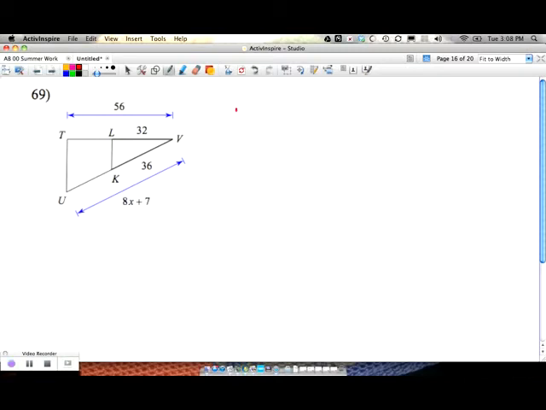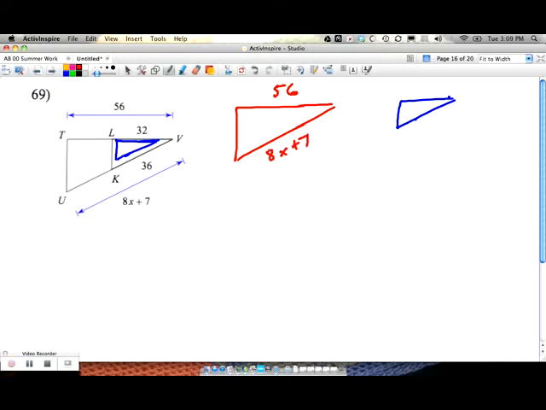Pushing hard. Okay, to do these, it's really helpful if you draw both triangles. So here's our big one, but then we also have a little one on the inside if you look at this piece here. So that little one is also going to be there. All right, so the big one, we know this side's 56. And the whole side here is 8x plus 7. Then for the other piece, this blue, it's going to be 32 up here and 36 down here.